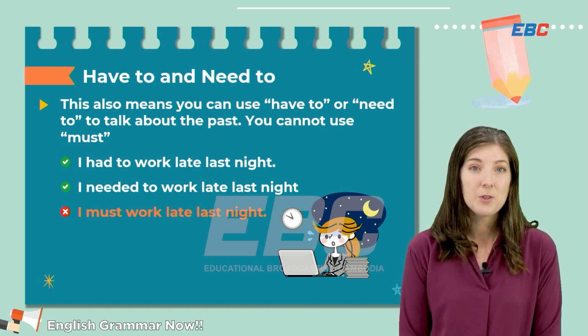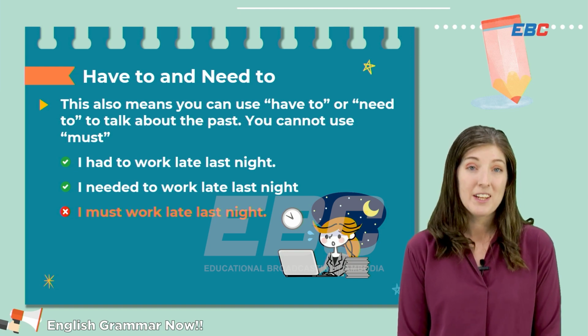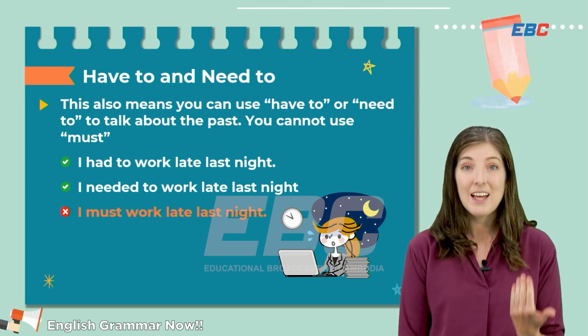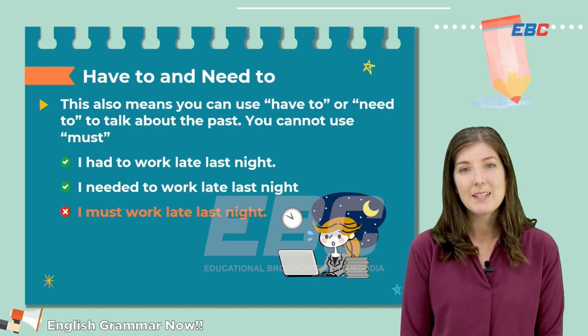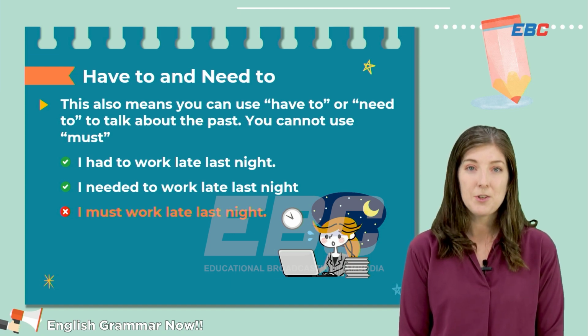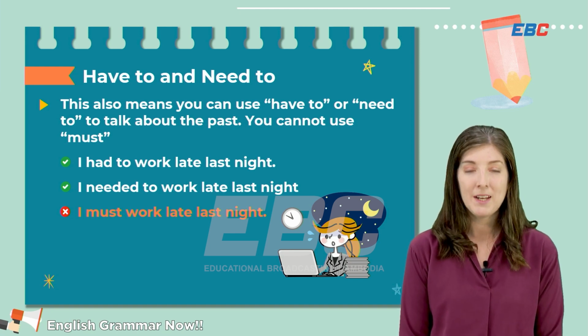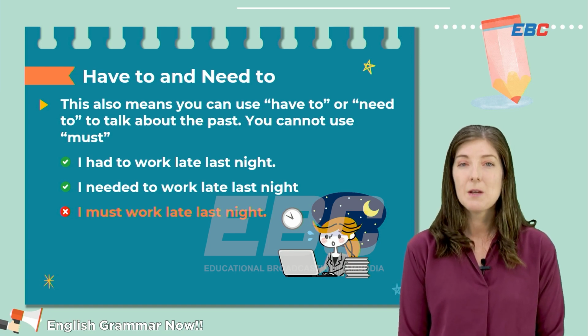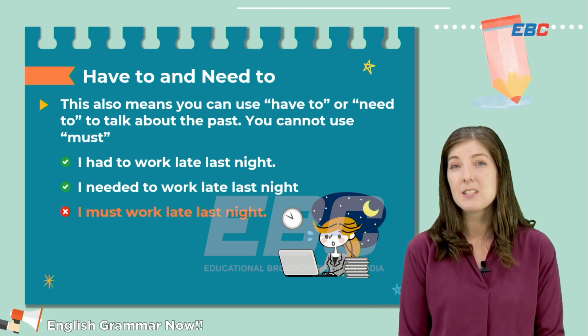I needed to work late last night. We could not say, I must work late last night. The sentence is talking about the past because it says last night, but must cannot be used to talk about the past. However, using have to, need to, or must in these examples all have the same meaning. They all mean something we are required to do, a rule, or something that is very important.